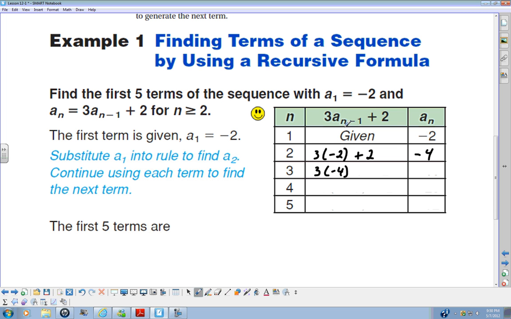Now to find the next term, we're going to take that answer, negative 4, and put it in for a sub n minus 1. So we're replacing that, and then we multiply and add 2, so we get negative 12 plus 2, which is negative 10. Then we take that answer and plug it in. So it would be 3 times negative 10 plus 2, which is negative 28. And then 3 times negative 28 plus 2, so that would be negative 84 plus 2, which is negative 82. So when it says a sub n minus 1, that means we're going to use the previous term answer to get the new answer.